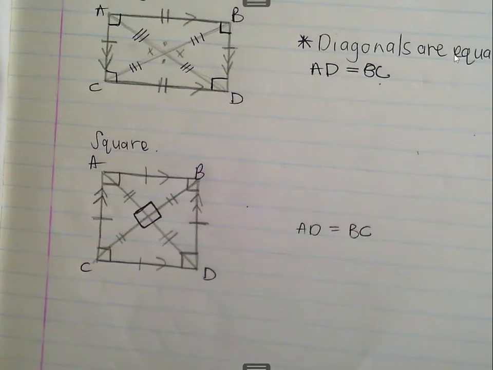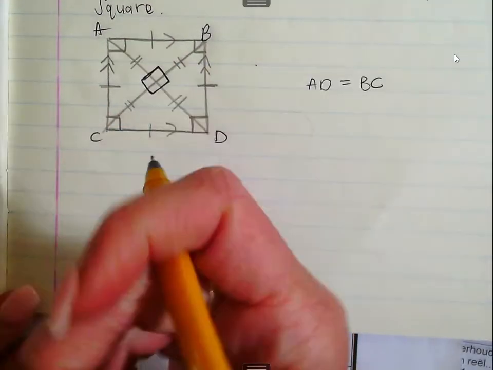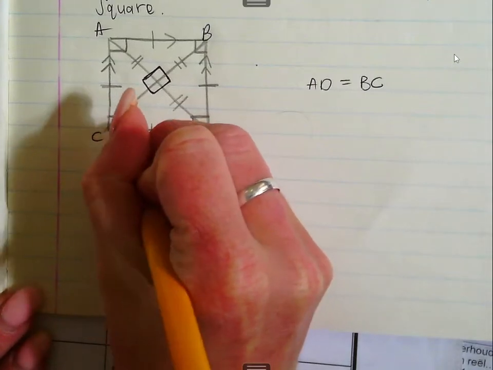Okay. I'm quickly going to hand out the papers to you. Oh no, we still have to do the kite. Please write kite.